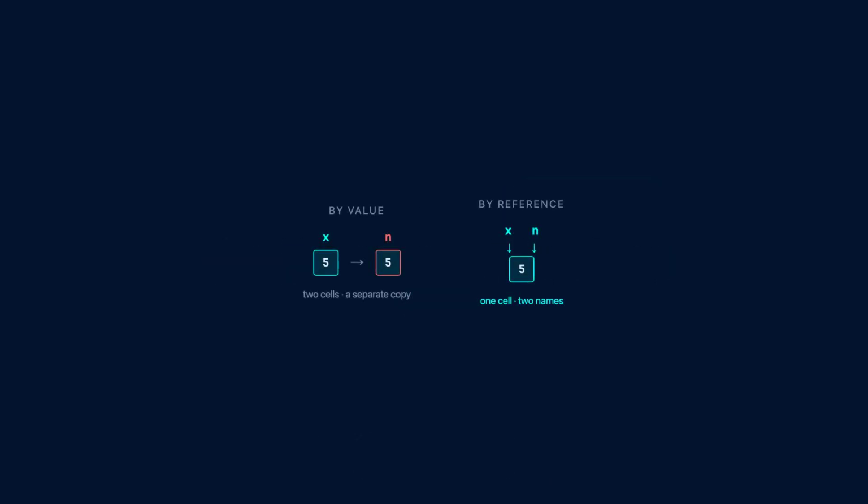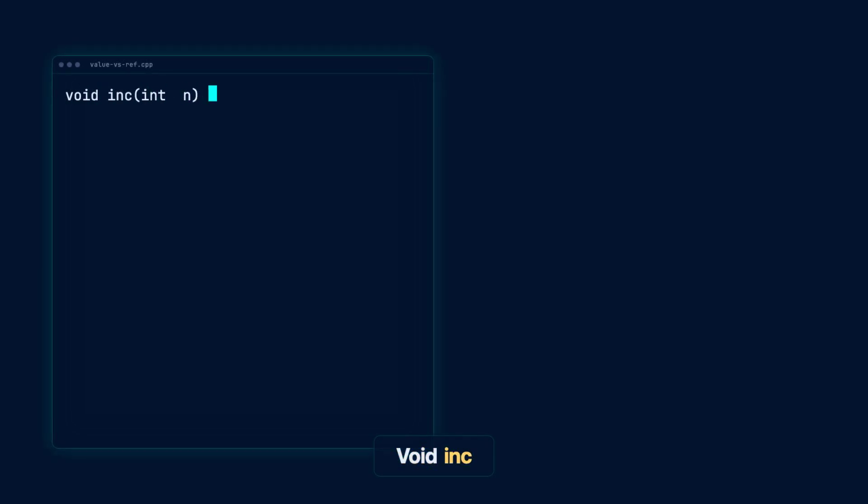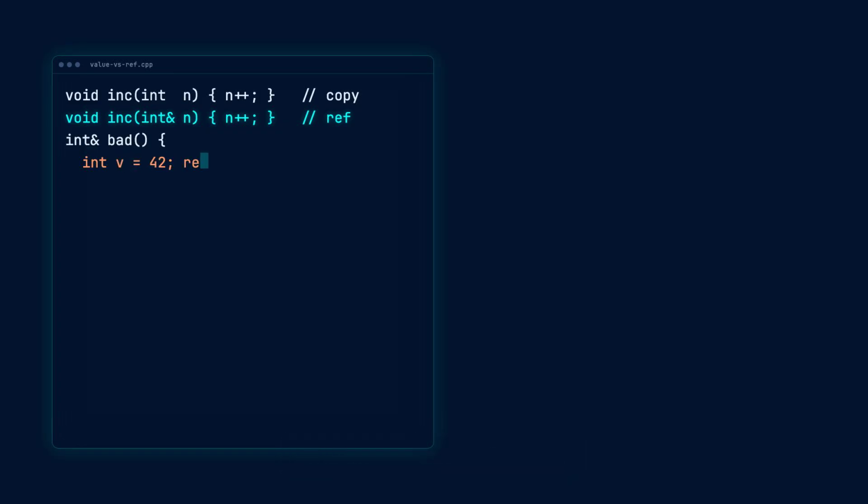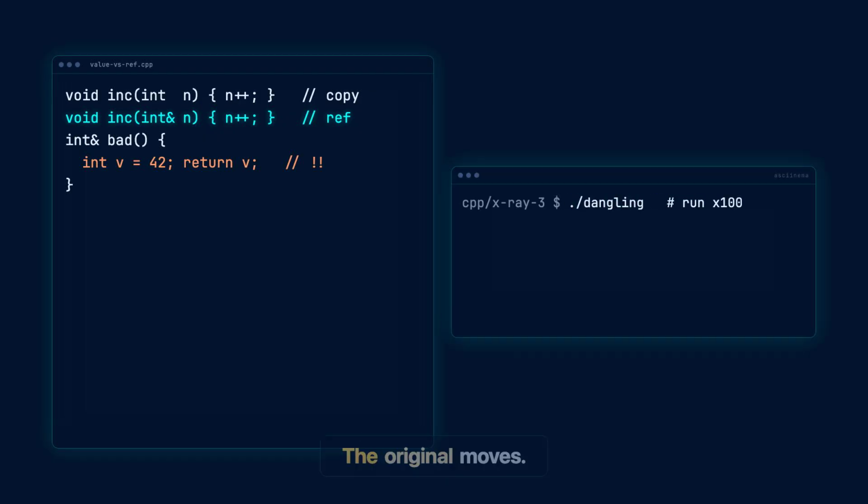X-ray 3. Pass a variable by value, the function gets a copy. Change the copy, the original is untouched. Pass by reference, the function gets the address. Same memory, no copy. For a big string, the copy is the cost. The reference is free. So far, sensible. Watch. Void inc int n copy. The original never changes. Void inc int &n reference. The original moves. Good. Now the crime.